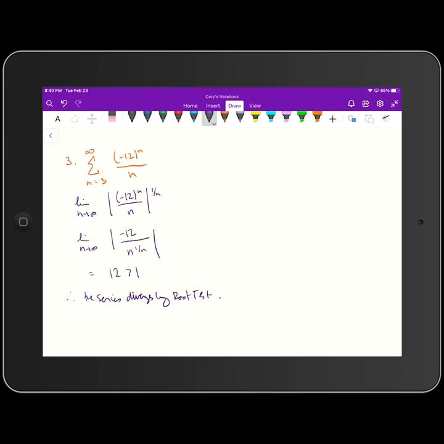And then in class on Thursday and Friday, we're going to take a look at some strategies for figuring out what tests to use to show convergence or divergence for a given series.